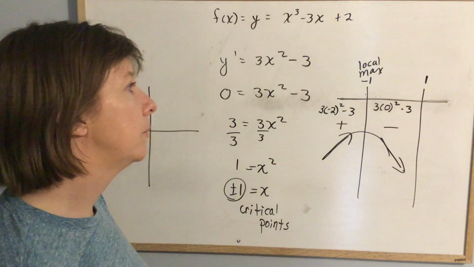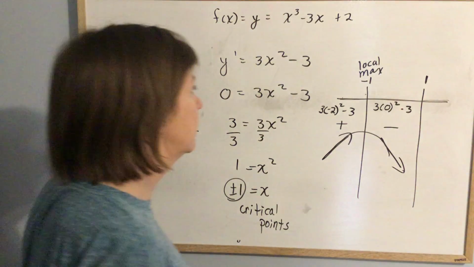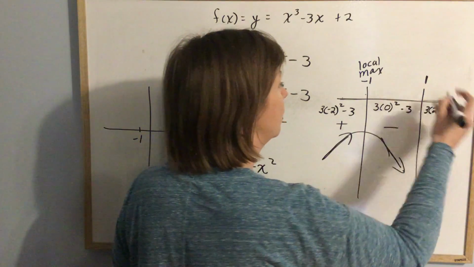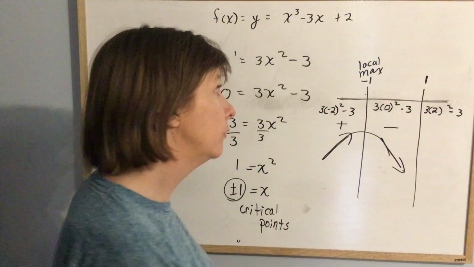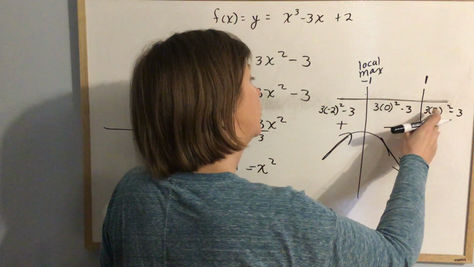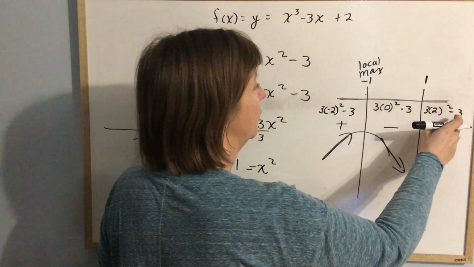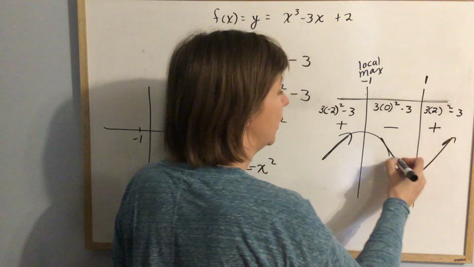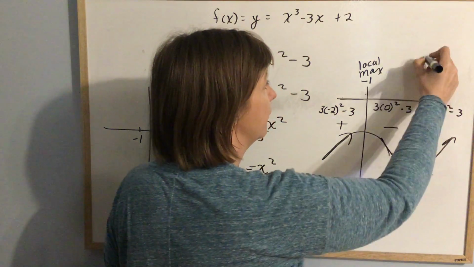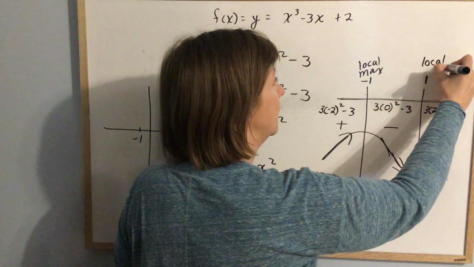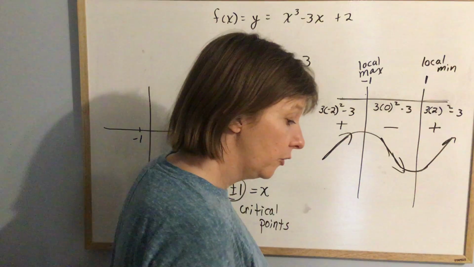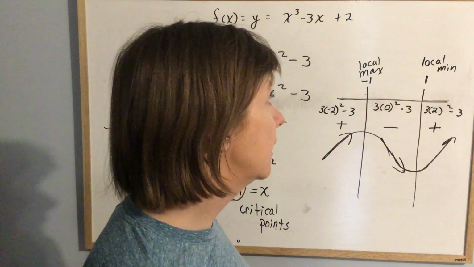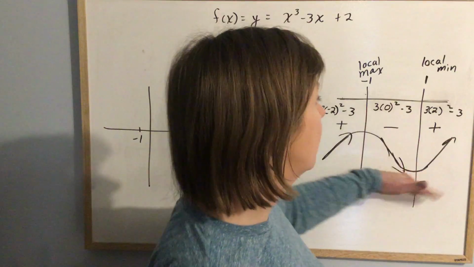So I'm going to pick a number bigger than 1, any number I want. Go and pick 2. So 3 times 2 squared minus 3. Again, put it into the derivative. So 2 squared is 4 times 3 is 12. 12 take away 3 is positive 9, which means the graph is going up. So again, I have a local minimum. Okay, so I have a local maximum at -1 and a local minimum at 1. So really my graph looks like this.